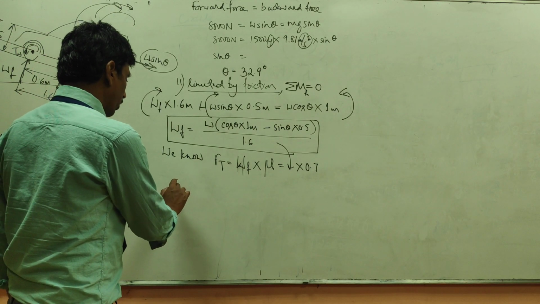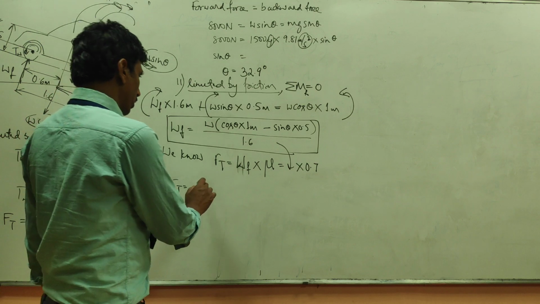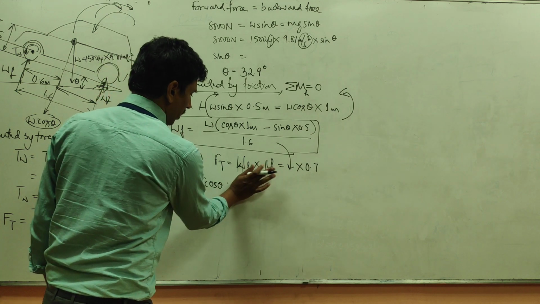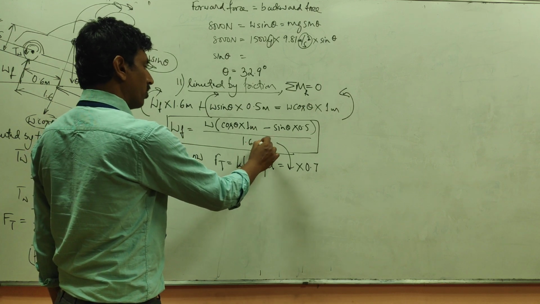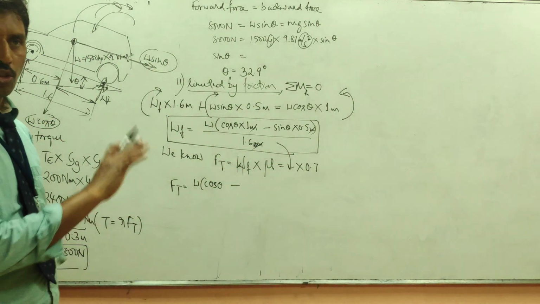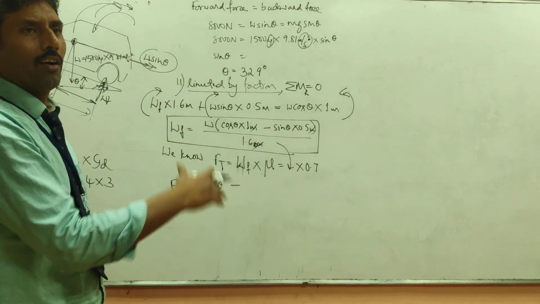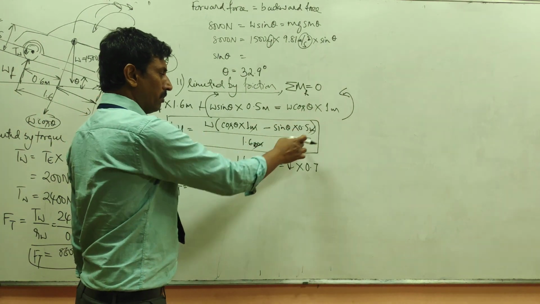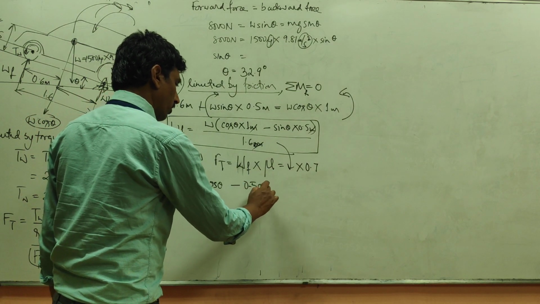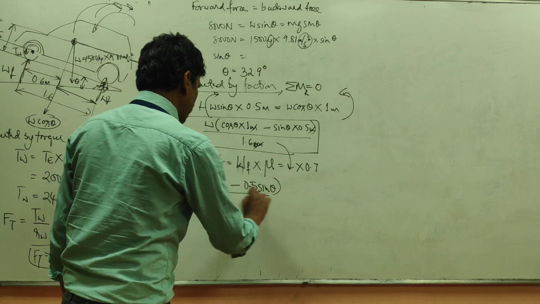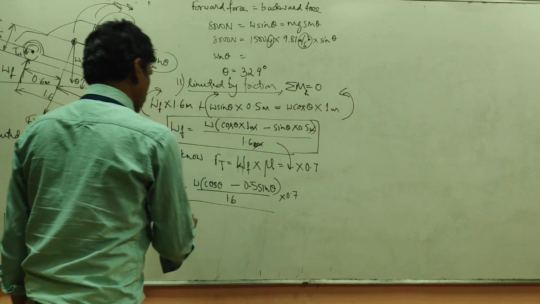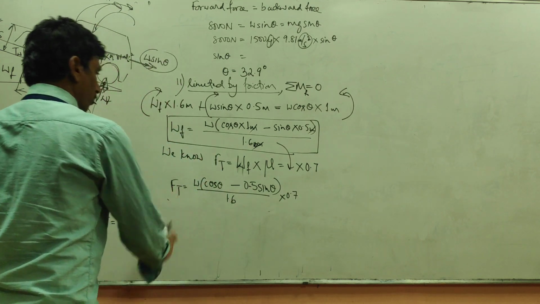Let us now substitute this. The tractive force Ft is equal to WF, so W into cos theta multiplied by 1 meter, let's remove this because it is 1. Everything is in meters, so all the meters get cancelled and I don't have to use the unit. I just put this to show that you don't use millimeter above and meter below, because the units cancel out. So it is W cos theta minus 0.5 sin theta, divided by 1.6, multiplied by 0.7. Now we have this equation, which is the tractive force.